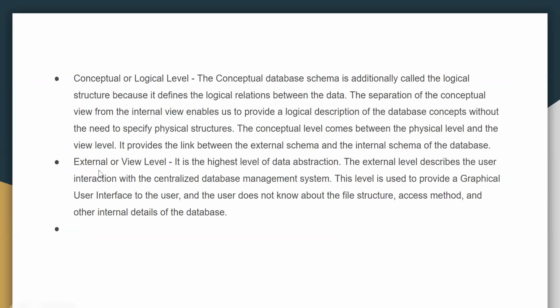Here, the view level is the highest level of data abstraction. This external level describes the user's interaction with the centralized database management system. This level is used to provide a graphical user interface, and the user doesn't know about the file structure, the access methods, and other internal details of the database.